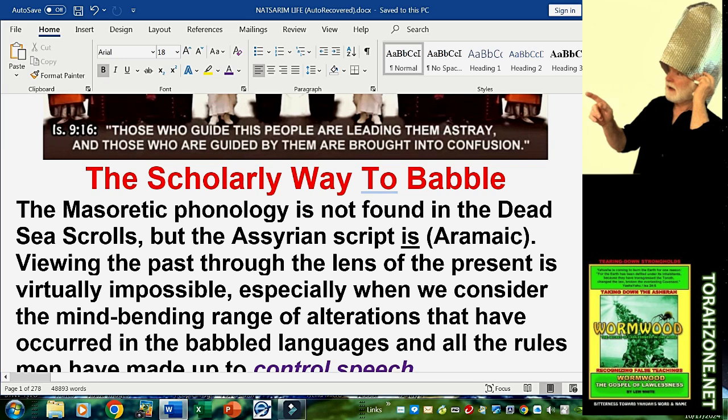The scholarly way to Babel would involve training people to understand the spelling of words and their phonology, the way they sound, according to a Masoretic rule that was established in the 8th century. And it was using the Assyrian script, which is Aramaic.